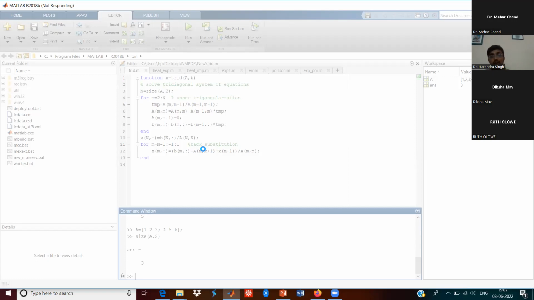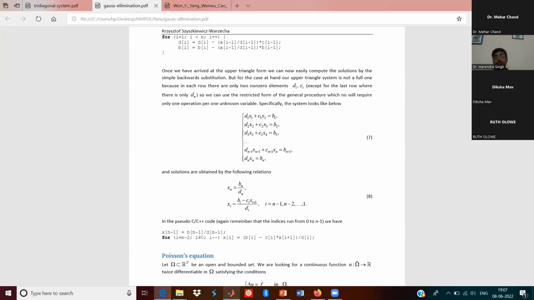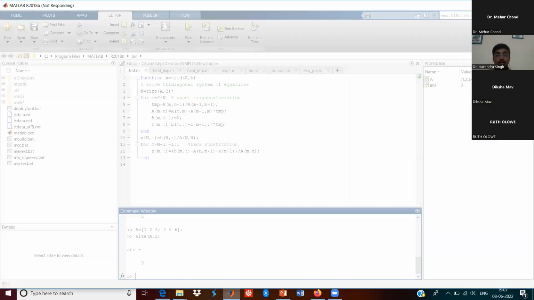A can also be 2 cross 3, that is not a square matrix. So for that system, we always require the size of the column, not the row. That is because it depends on the system of equations, mainly on the size of the column. If you are writing 2 cross 3, 3 cross 4, it depends on the size of the column, because the column represents the number of unknown variables. So it is required for that purpose. So here I have taken size of A comma 2, and n will be the number of columns in matrix A.